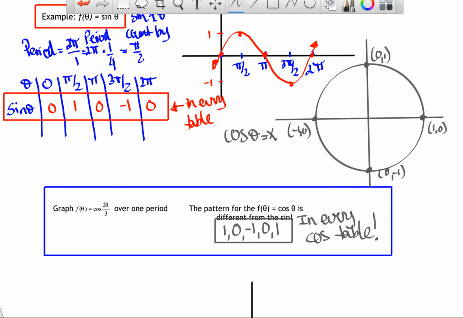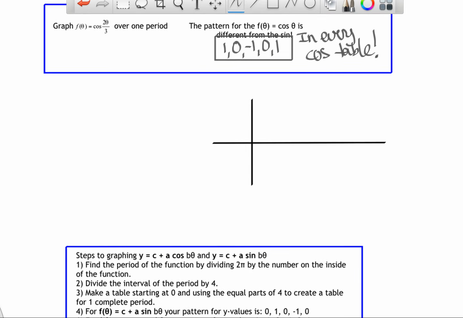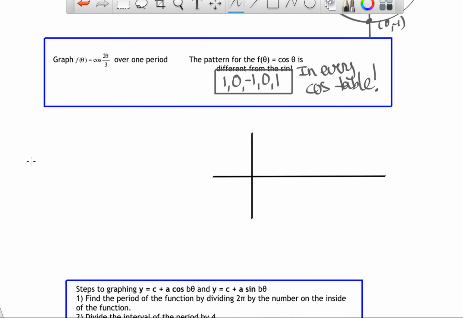All right, now let's graph the rest of that mess. So what do we have? First step was to find the period, and the period is 2 pi, and we're going to divide by the number in front here. So think of this as 2/3 times theta. So this is the cosine of 2/3 times theta. So we're dividing by 2 over 3, which is multiplying by the reciprocal. So we're going to cancel that. This 2 cancels with that 2. So the period is 3 pi. So that is the period for this function.